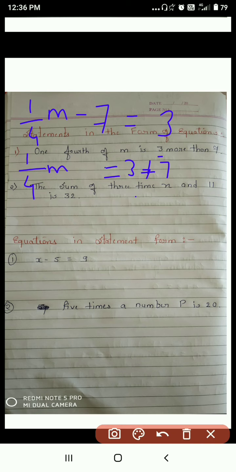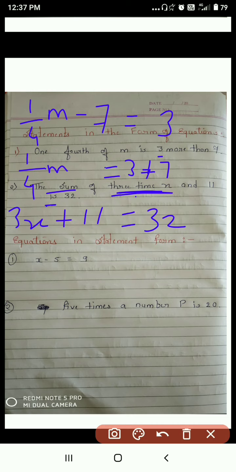Now second question, the sum of 3 times x and 11 is 32. Here x is given 3 times. How many times? 3 times. So write 3x. The sum, the same means addition. What? 11. Is means equal, 32. I hope you all understood what I want to say. So this is the way how to frame an equation from the given statement. So in this way you will do the question from the exercise also.